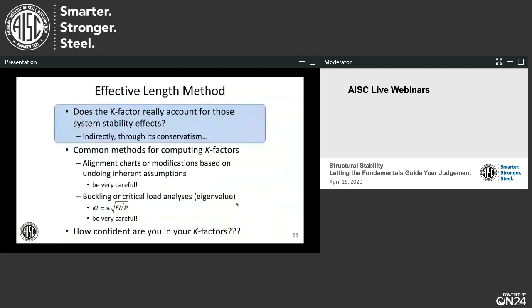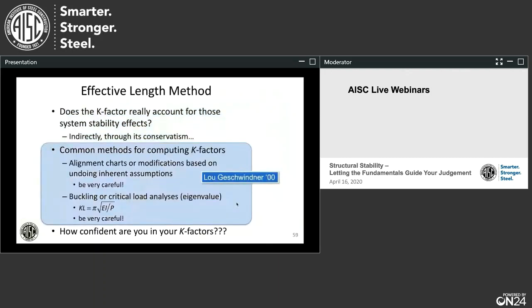Can the K factor really account for all of those big five? Yes, it actually does, as long as you've got the right K factors. But it does it indirectly, through its conservatism. There are a lot of different methods for computing K factors. Probably the most popular is to go to those alignment charts that are in the AISC commentary. But you have to be very careful. Make sure you read the fine print. There's a whole host of assumptions that come with them. And as addictive and fun as they can be, there are a lot of assumptions, and most likely you're violating them. So you may have to modify how you actually use the alignment charts.